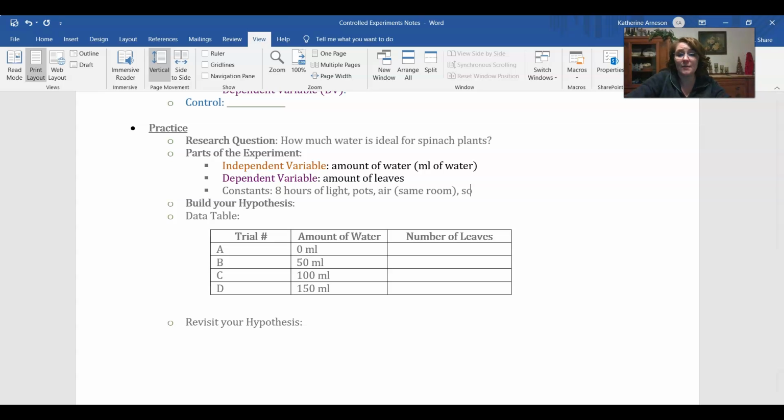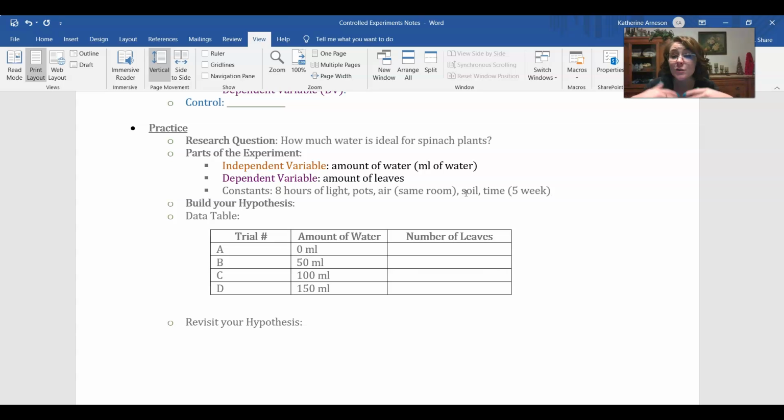We need to use the same type of soil in every single pot, because if one has fertilizer and one doesn't, that could be the thing making the plants grow. We're also going to measure for time. So let's say we're going to measure these over 5 weeks, because spinach grows pretty fast once you get it started. So if we already have a spinach plant, it's going to grow pretty fast. So we'll do this for 5 weeks. We're going to measure it at the end of 5 weeks. And those are going to be our constants.